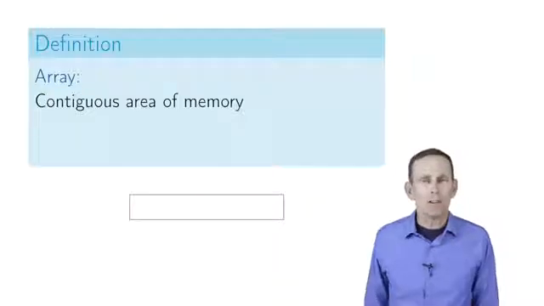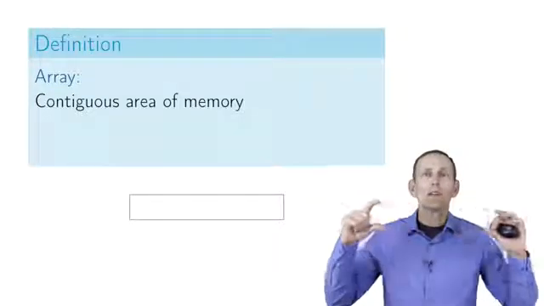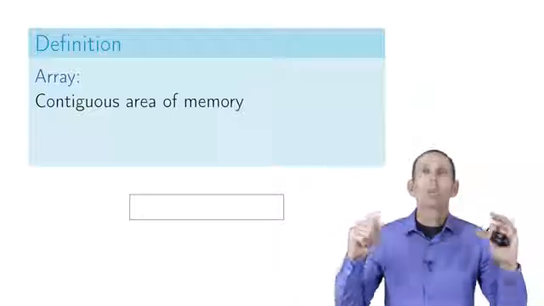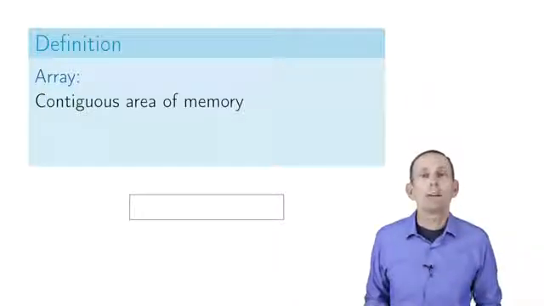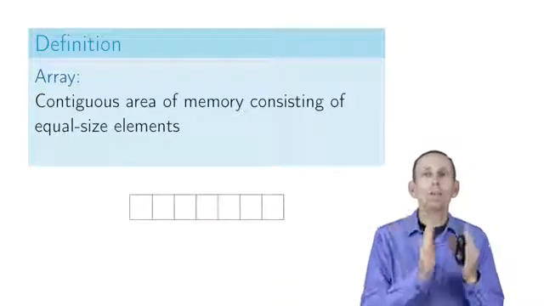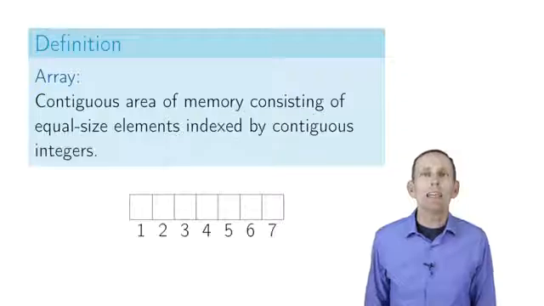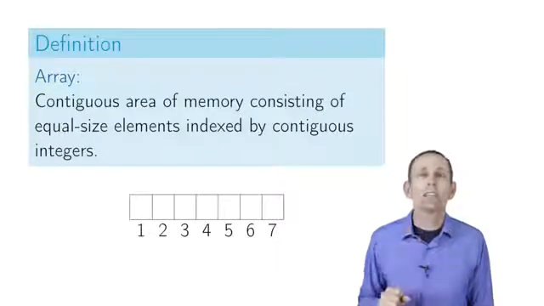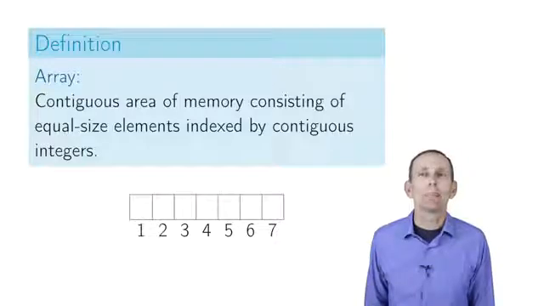So what's the definition of an array? Well, we've got basically a contiguous array of memory. That is one chunk of memory that can either be on the stack or it can be in the heap. It doesn't really matter where it is. It is broken down into equal-sized elements, and each of those elements are indexed by contiguous integers. All 3 of these things are important for defining an array.